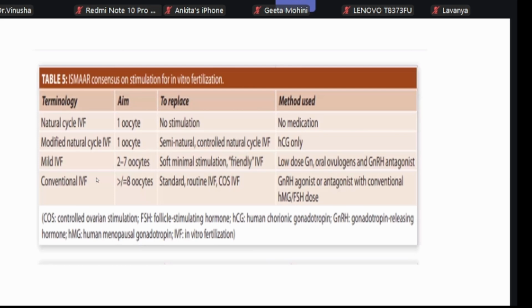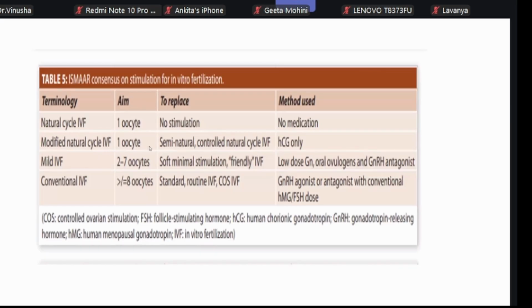Whenever we are doing IVF, we can do either a modified natural cycle, mild or conventional IVF. Previously, before the start of gonadotropins, what they had was natural cycle IVF only. Whatever follicle gets selected naturally in that cycle, they used to pick up that oocyte and do IVF. But the disadvantage with natural cycle IVF is there is a high risk of cancellation because we cannot control the LH surge or time with the trigger. So natural cycle we are not doing right now.